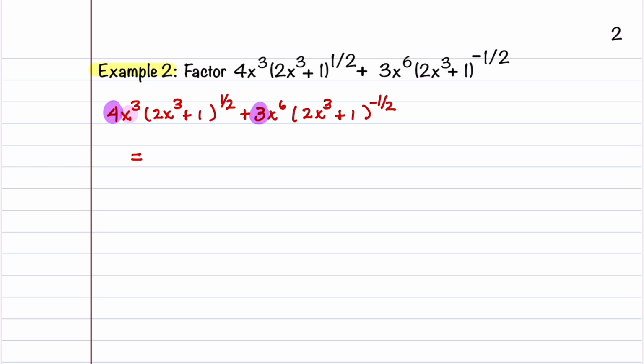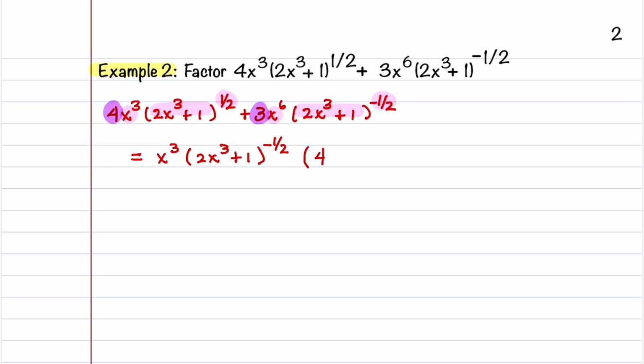That's going to be x. The greatest common factor of x cubed and x to the 6th is going to be x cubed because that's the smallest. And then the greatest common factor of 2x cubed plus 1 to the 1/2 and to the minus 1/2 is going to be 2x cubed plus 1 to the minus 1/2 because that's the smallest power. Now let's see what we have left.